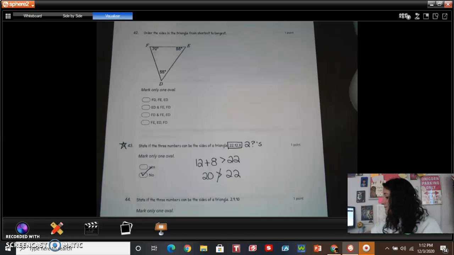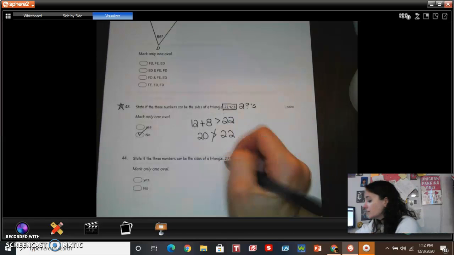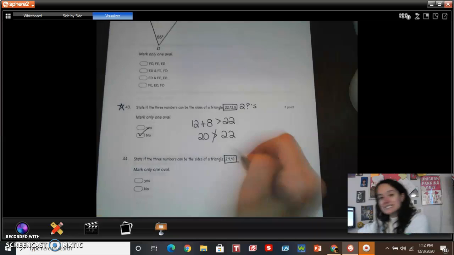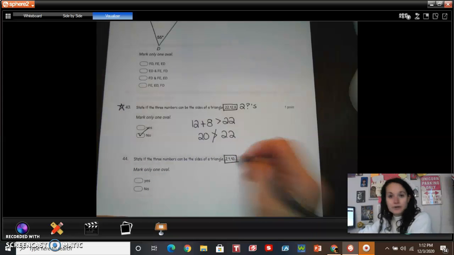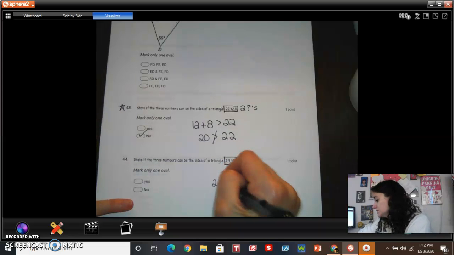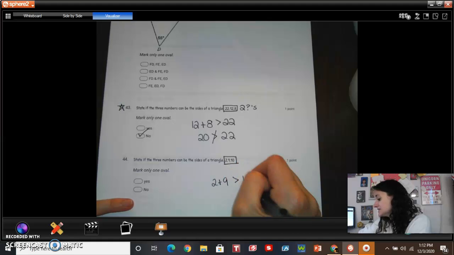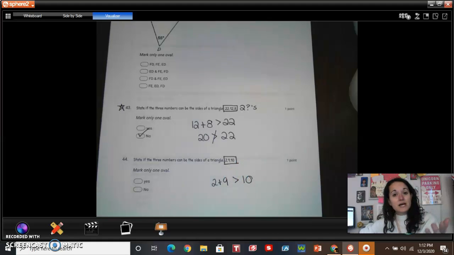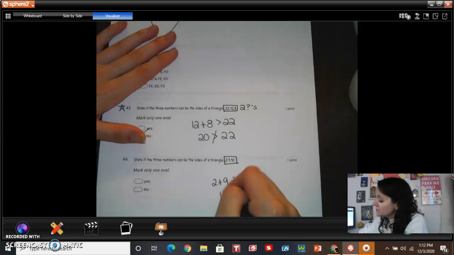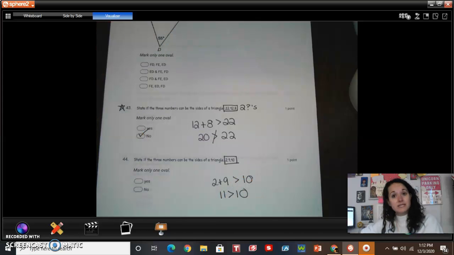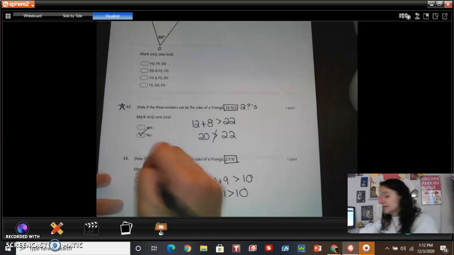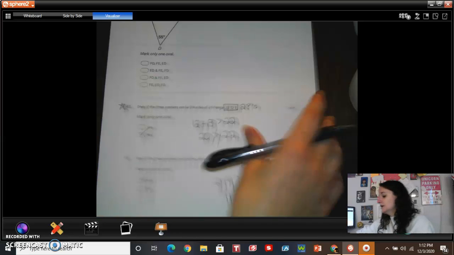Let's do another one. On this one here, we have 2, 9, and 10. So 2 and 9 are our 2 small ones. So we're going to say 2 plus 9 needs to be greater than 10. So 2 plus 9 is 11. Is 11 greater than 10? Yes, it is. So it is a triangle.